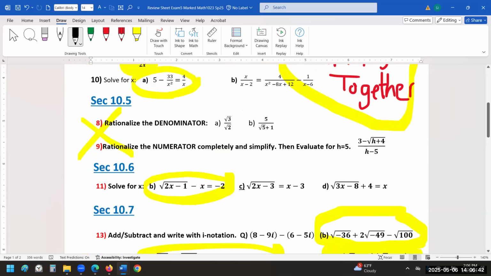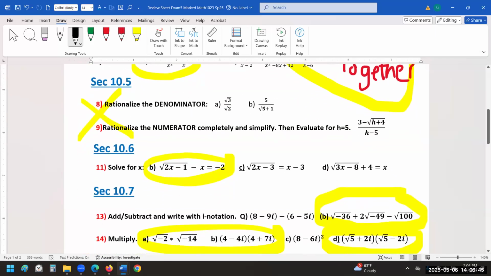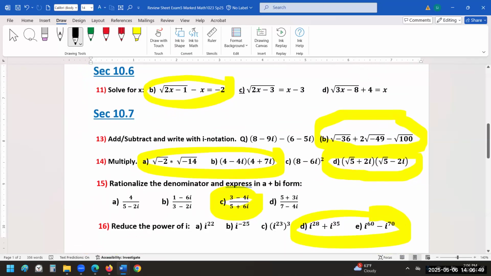And then I'm skipping 10.5. I wanted to give rationalization, but I don't have space. Then from 10.6, this will be the first type. 10.7, type B, and D, and B combination. What does it mean?